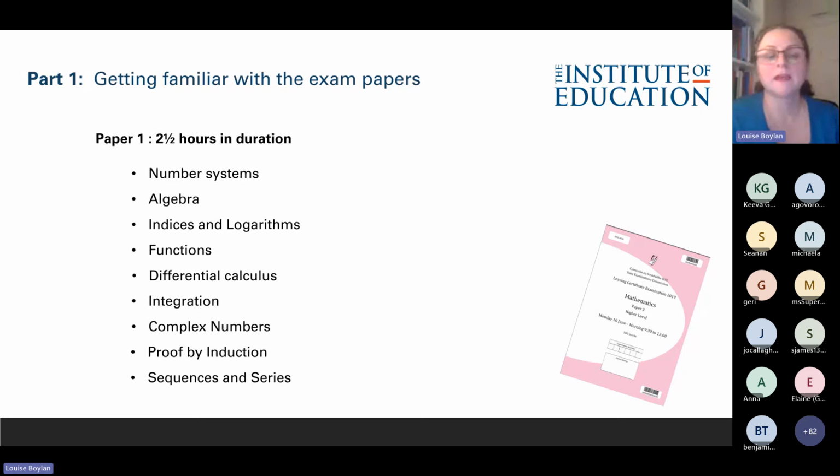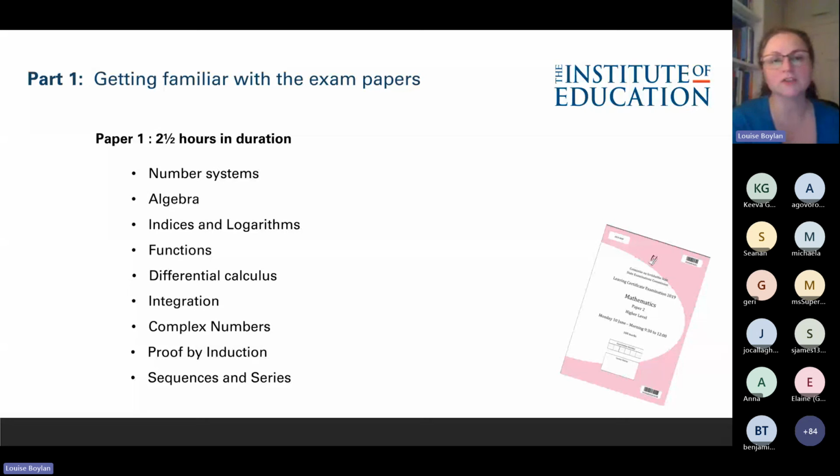In general, there's a division of the topics between the two papers. On paper one, these are the topics we see more often: number systems and algebra, indices and logs, functions, differential calculus, integration, complex numbers, proof by induction, and sequences and series. They're often jumbled up within questions. It's very common to have functions and differential calculus and even logs and indices all within one question, so just watch out for that. We'll often get topics muddled up within questions.